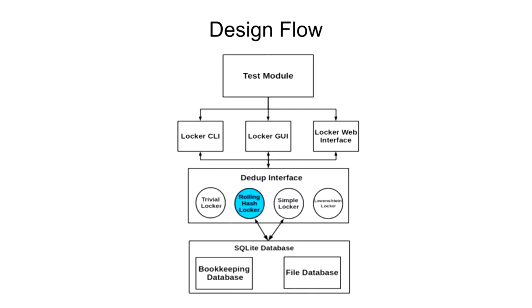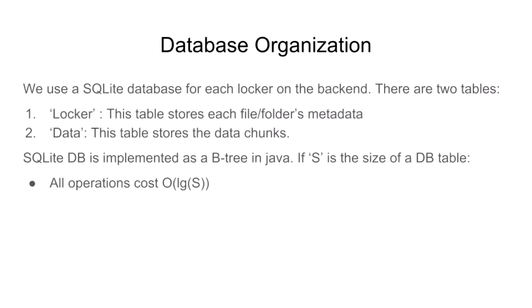This slide is an overview of how our project is structured. The CLI, GUI, and web interfaces are agnostic to the deduplication implementation. We have several implementations of the dedupe interface, and the final implementation of our project uses a rolling hash locker and an SQLite database on the backend. The database contains two separate tables. One stores the file metadata, while the other contains file data chunks.